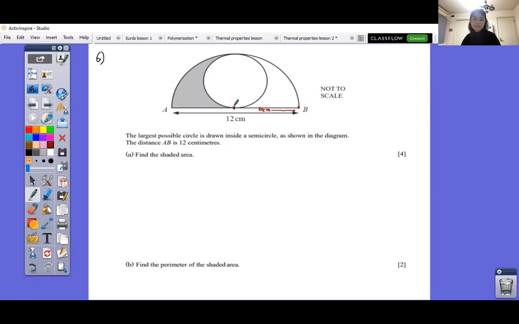Now, if this is the center and it's been drawn at the center, what will this length be? It will be 6 too. Okay, yeah, good. Yeah, I understood, I think. Good.